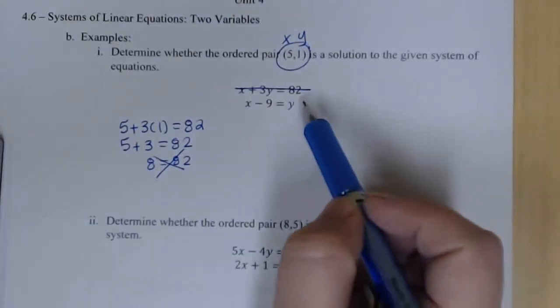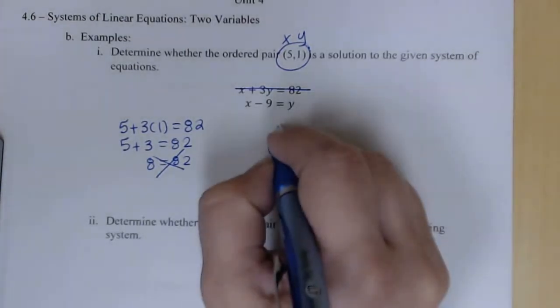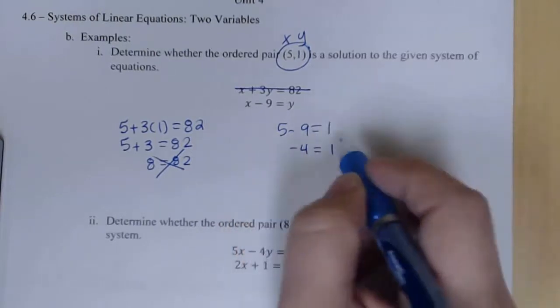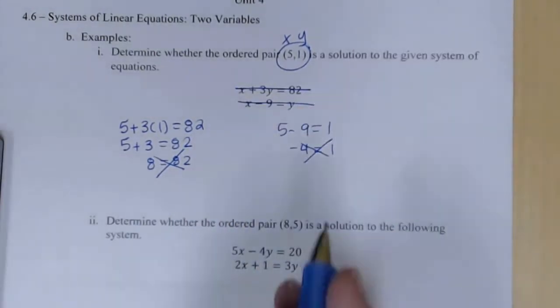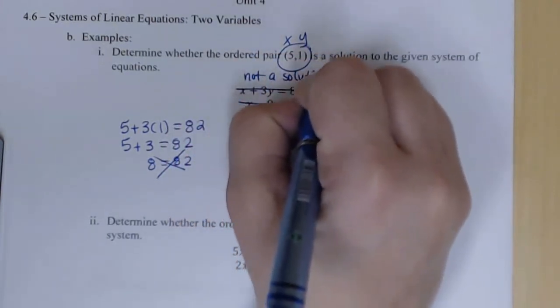So really it's irrelevant if I check the second one because it has to be true for both. Now for note's sake, I'm going to go ahead and plug it into the other one and show you that one. So it gives me negative 4 equal to 1. Again, that didn't work for that one either. So this one is definitely not a solution.